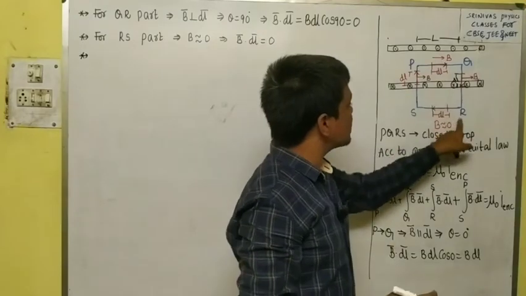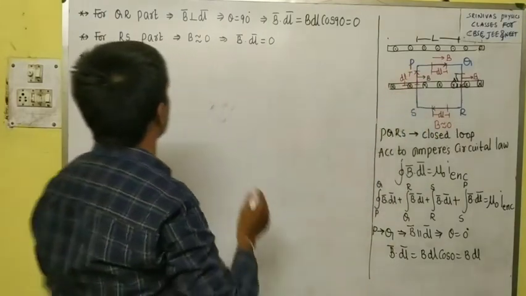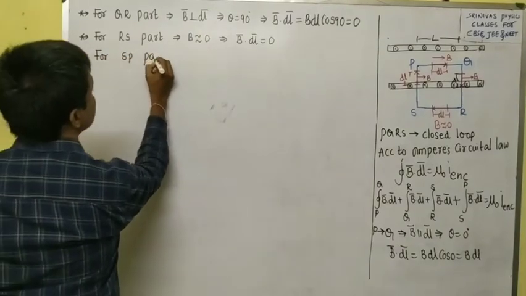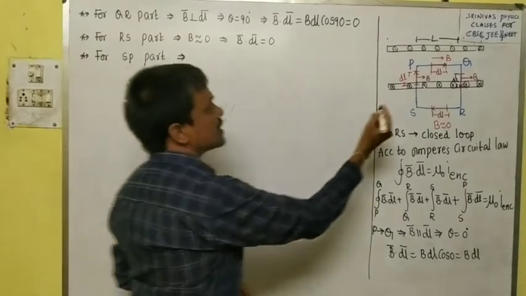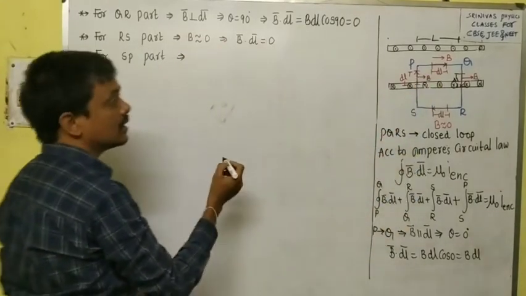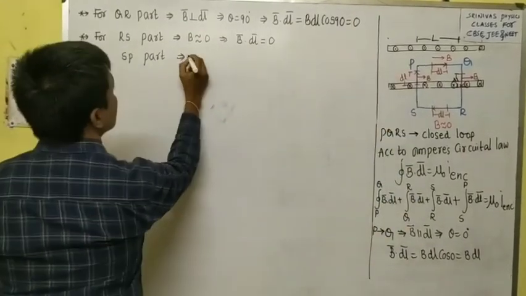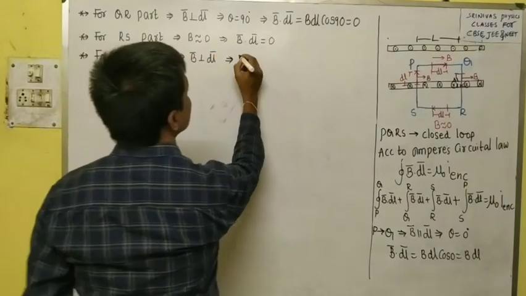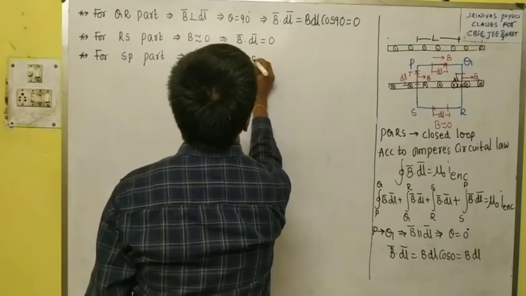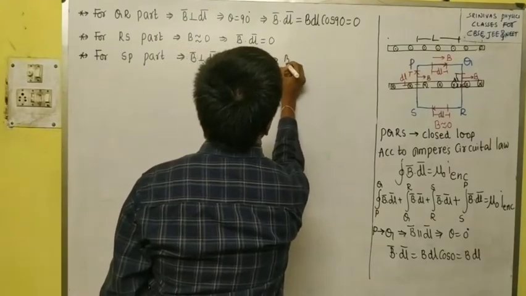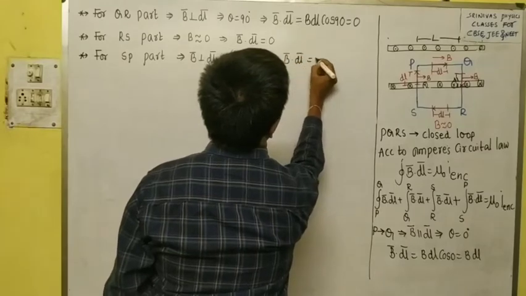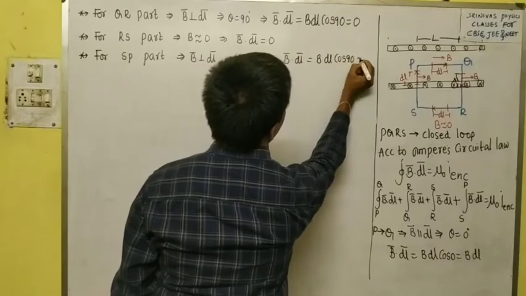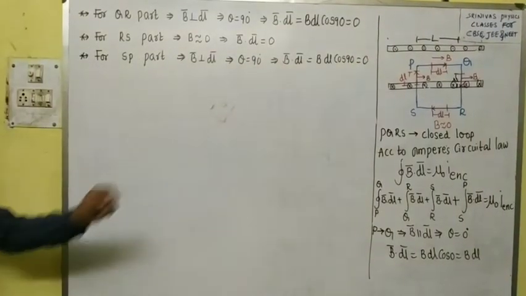Next, SP is the last one. For the SP part, what happens? B is again to the right side, and dL, a small element on SP, is perpendicular. So B bar is perpendicular to dL bar, and theta is again 90 degrees. Then B bar dot dL bar is B dL cos 90, which is again 0. All this we substitute in the above equation.